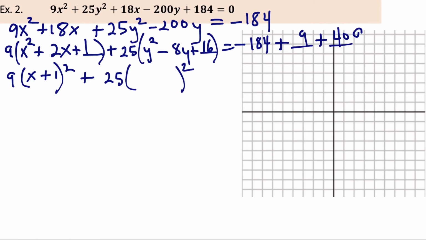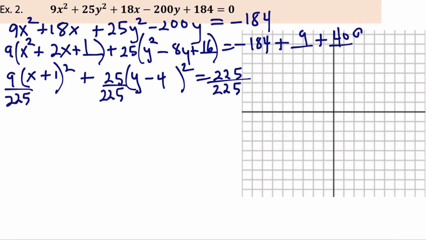So we've got y minus square root of 16 is 4. And then I'm going to add -184 plus 9 plus 400, and I get 225 for that. Last step, I'm going to divide by 225, so I get that 1 that I need on the right-hand side. All right, so I've got x plus 1 squared, y minus 4 squared equals 1.